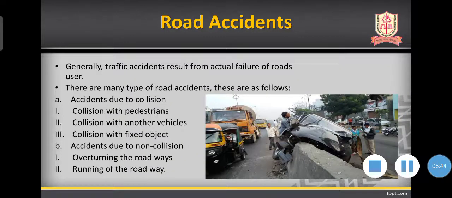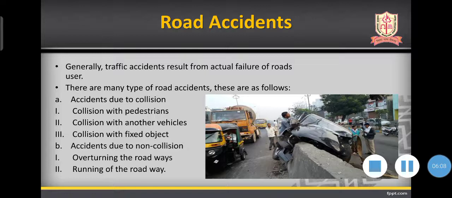Then the next point comes, that is road intersection. The next part is road accident. What is a road accident? Generally, a traffic accident results from the actual failure of the road user. Road user means it can be your vehicle, or it can be the driver who is driving that vehicle.